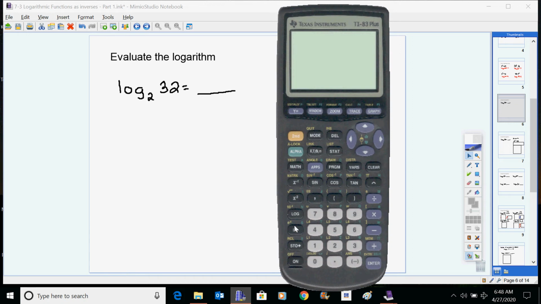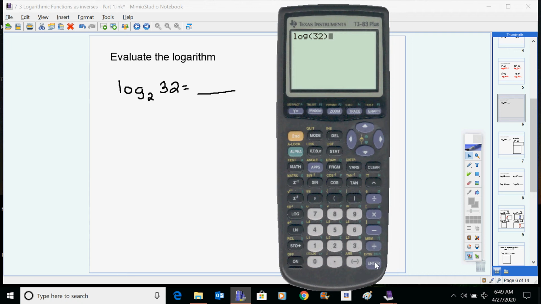So super important for you not to just be a button pusher. All right, so this log button, if you push log of 32, it's not going to give you log base 2 of 32. Okay, if I push log of 32, let me just clear this off. Log of 32.